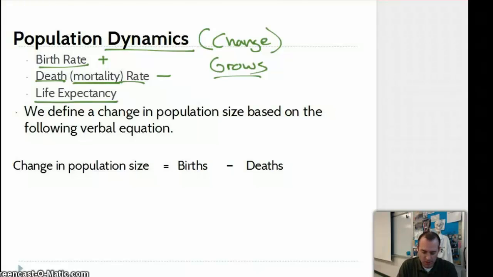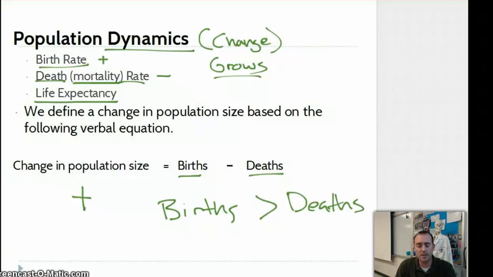This general equation can be used to describe how a population will change in size. We'll take the number of births and subtract from that the number of deaths, and that will give us our change in population size. So let's take a look at this. If we have a positive number for that population change, that would mean the births have to be greater than the deaths.